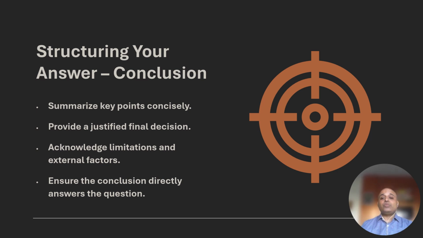etc. Step 3. Acknowledge limitations and external factors. No business decision exists in a vacuum. A top answer considers external influences and limitations. Example: however, the success of this strategy depends on factors beyond the company's control, such as global economic stability and competition. Tip: show awareness of external risks. Mentioning STEEPLE factors or potential economic shifts adds depth to your evaluation. Step 4.